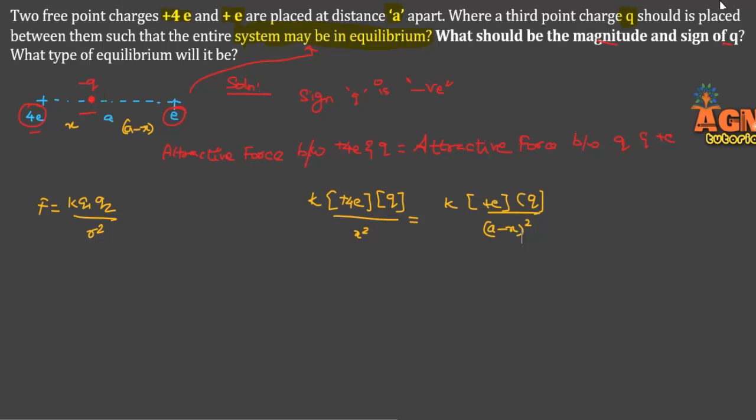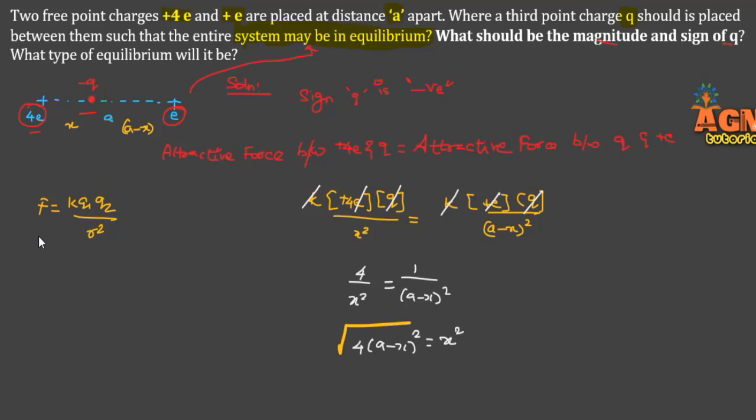So now we cancel: k will cancel, e will cancel, q will cancel. Finally we have 4 by x square is equal to 1 by a minus x whole square. Cross multiplication: 4 into a minus x whole square is equal to x square. To solve this, I'm going to take the square root, and based on this we can calculate x.